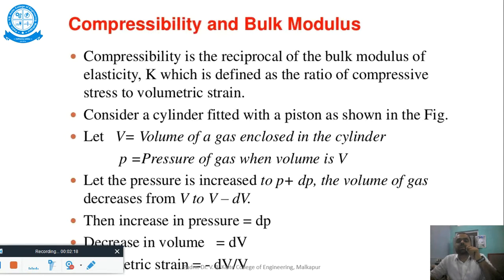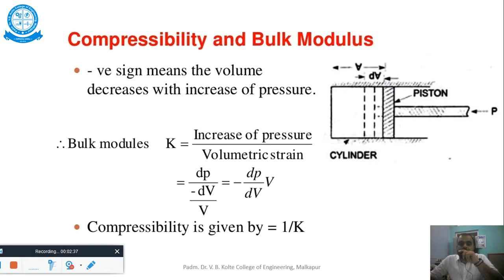So what is meant by compressibility and what is meant by bulk modulus? Compressibility is the reciprocal of the bulk modulus of elasticity, K, which is defined as the ratio of compressive stress to volumetric strain. Consider a cylinder fitted with a piston as shown in the figure. It consists of a cylinder and a second component, the piston. With the help of force P, we compress the gas available in the cylinder.